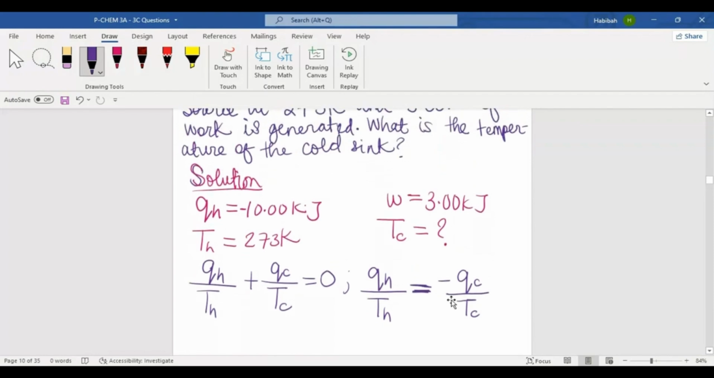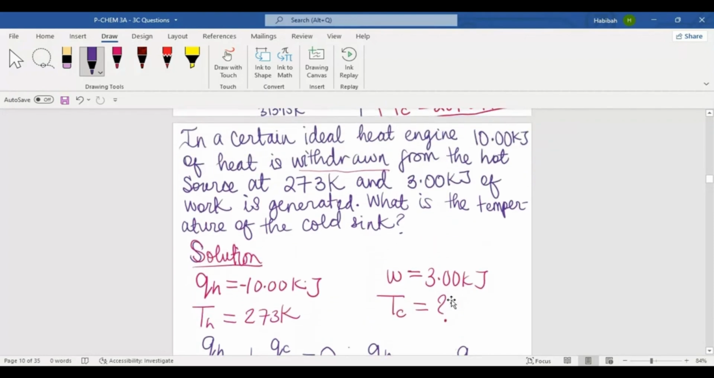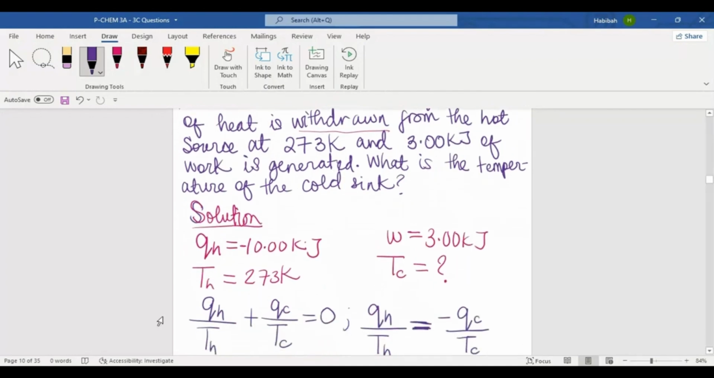Now, in order for you to know what's going on here, you have to understand how an ideal heat engine works. In the ideal heat engine, the heat is withdrawn from the hot source. Hence the reason why we have a negative 10.0, and part of that heat is used to generate work, meaning work is done using that heat within the engine. Whatever is left of the heat that is not used to generate work is going to be deposited into the cold sink. So the heat of the cold sink is whatever is left over after work is done.